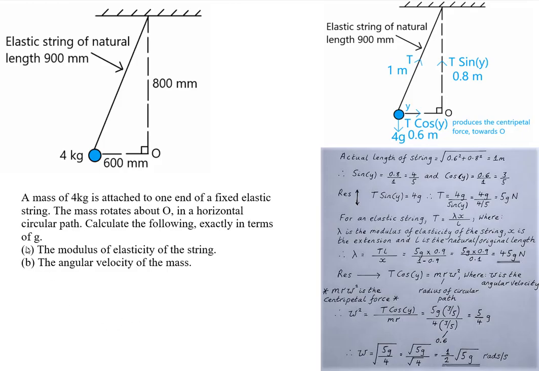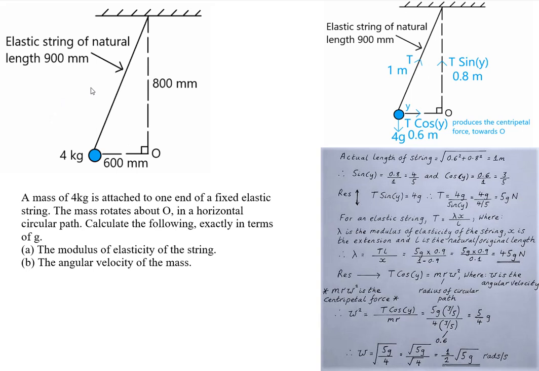In this problem we have a mass of 4 kilograms attached at one end of an elastic string of natural or original length of 900 millimeters. The other end of the elastic string is fixed in position at this point here. The 4 kilogram mass will rotate to create a horizontal circle about O of radius 600 millimeters.